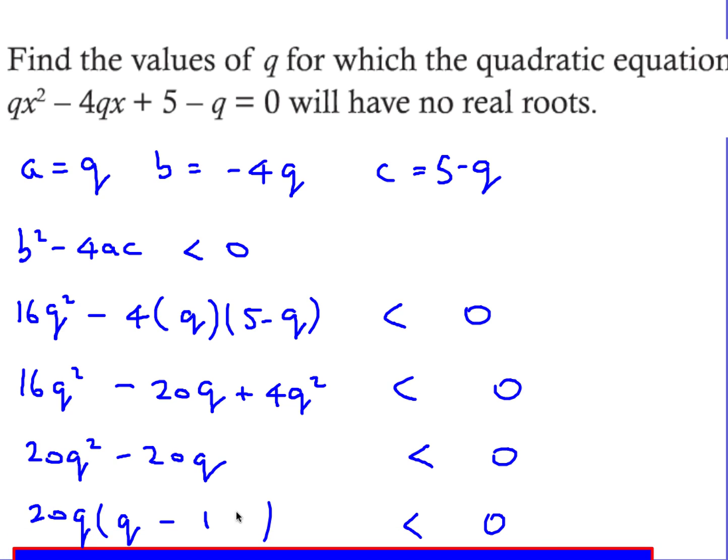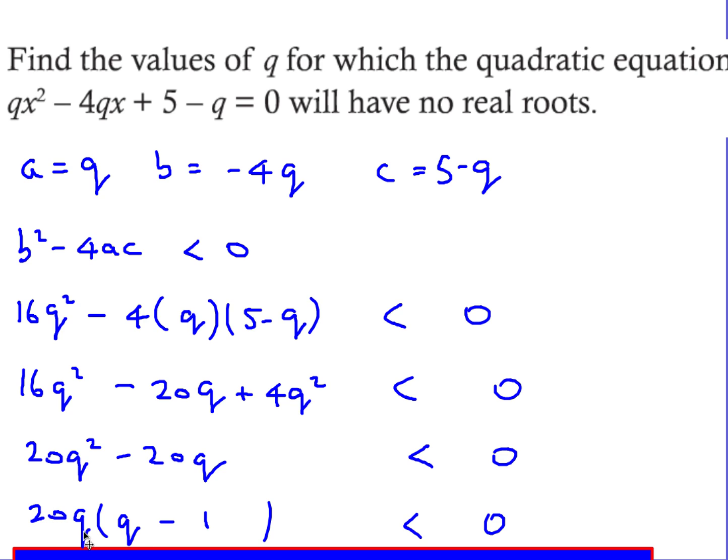And I then factorize this out. This will become clear in a minute why I've done that. So I've just said, right, I can take out 20q. So I've got 20q and a bracket q minus 1 less than 0. Now I get to this stage here, and basically I've ended up with another quadratic equation. Now, if you're thinking about it in terms of graphing, it becomes easier to understand what's happening.